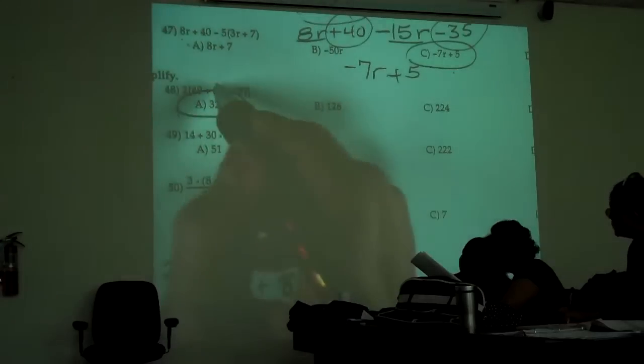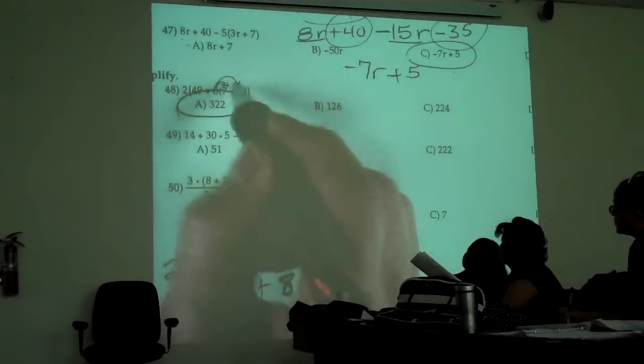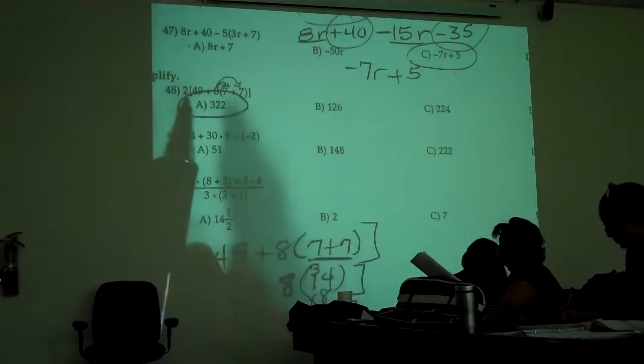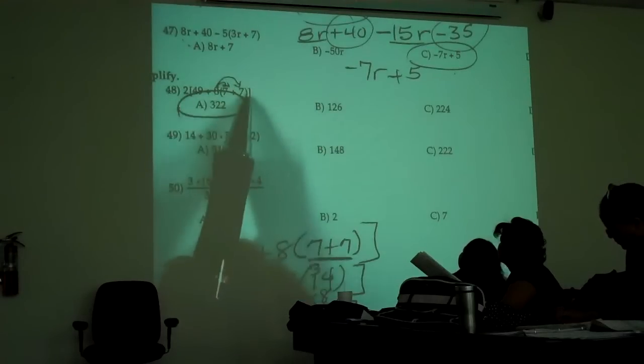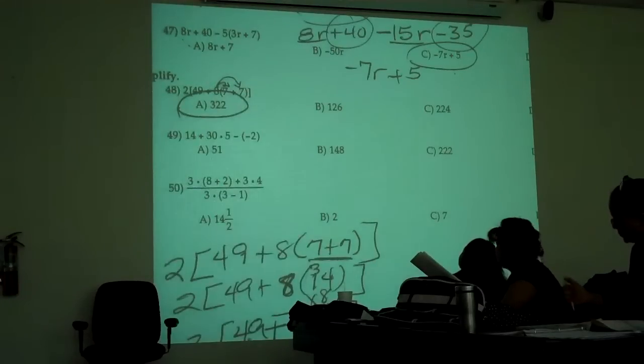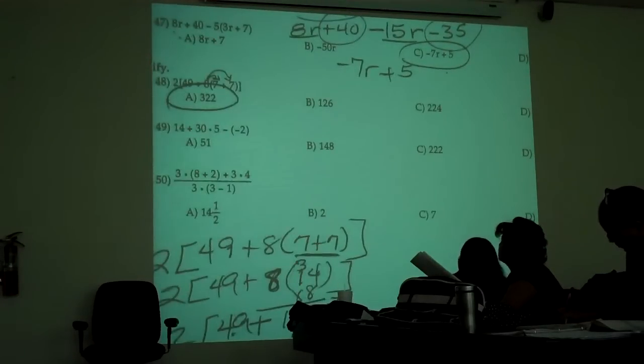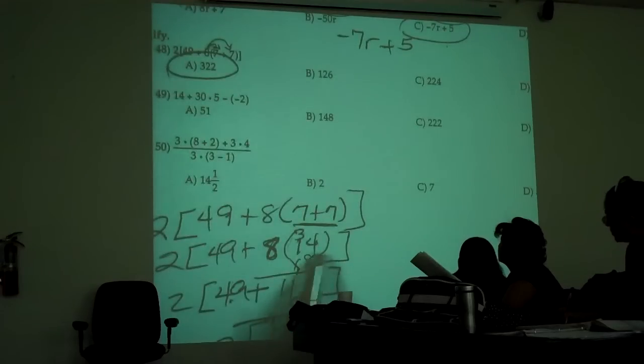And you could have multiplied the 8 times each one of these if you wanted. You could have done 49 plus 56 plus 56, you could have distributed. It's actually wanting you to do the order of operations, but you get the right answer the other way also.